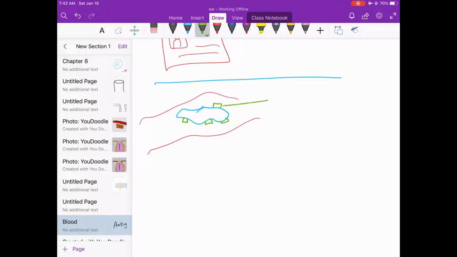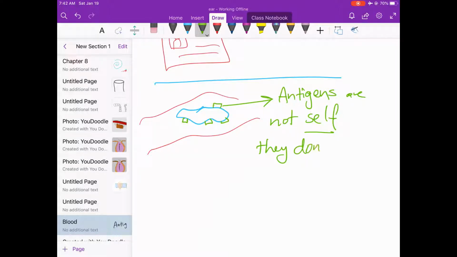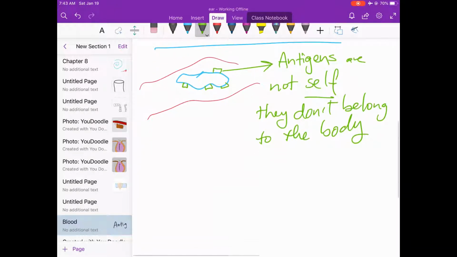These antigens are not self, meaning they do not belong to the body. So in this case, they are foreign antigen.